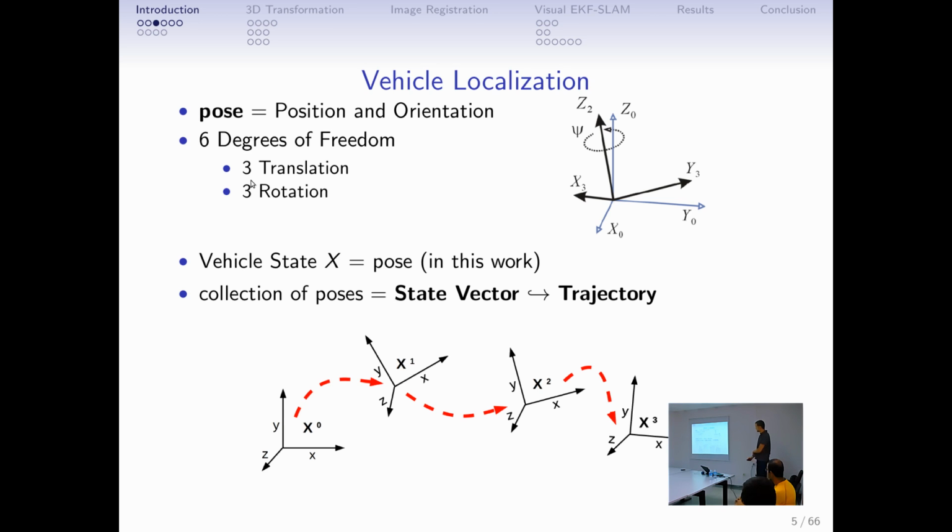If we move on with our robot, so we start here with a certain pose, continuing to the next pose, and so on, we are collecting all the data and putting them into a state vector. With this state vector, we are able to estimate the trajectory, as shown with the red arrow here.